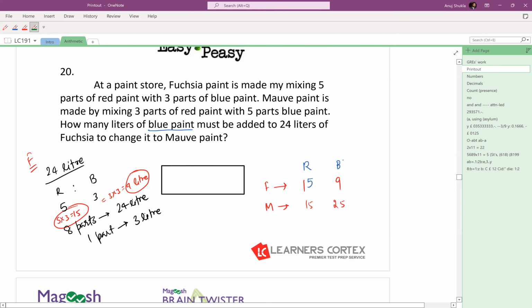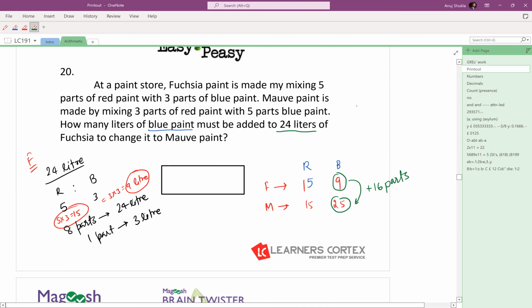What they are saying is that they are mixing 24 liters. Actually, if you see, blue paint is there, and here it is 9 parts, and this is 25 parts. How much you are mixing? You are mixing plus 16 parts. Don't write liters because these are parts. This is 15 parts, so this is 9 parts. This is 15 parts, so this is 25 parts. This is not liters, this is just the ratio. So how much you are adding? You are adding 16 parts of blue paint.